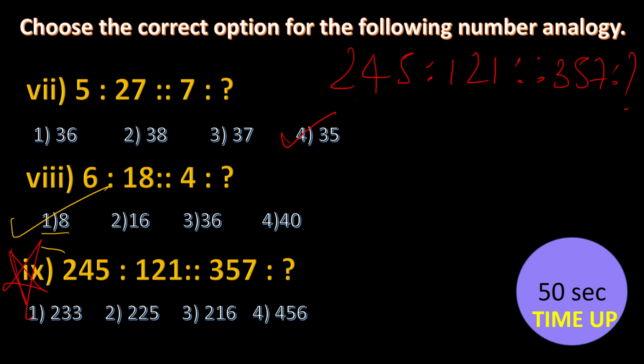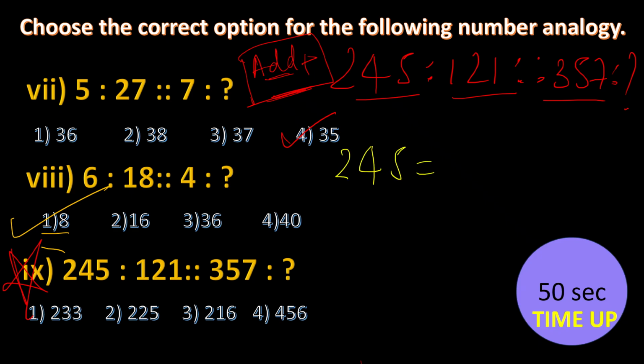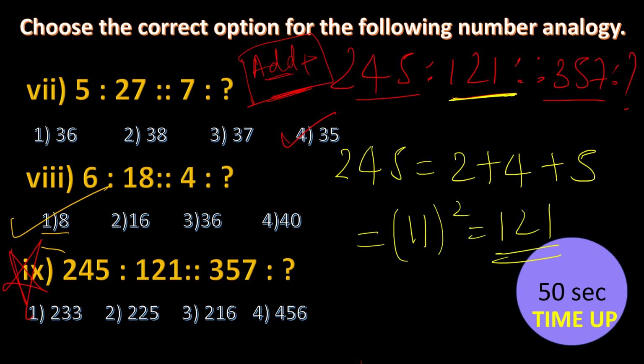Okay. When this type of big numbers are used, mostly addition is used, plus some other logic can be used here. But mostly addition comes in place here. So 245 is there. I will do 2 plus 4 plus 5. So I will add within the numbers here. What I will get? 11. So you can relate something with 11 to 121. Yes. 11 square is 121.